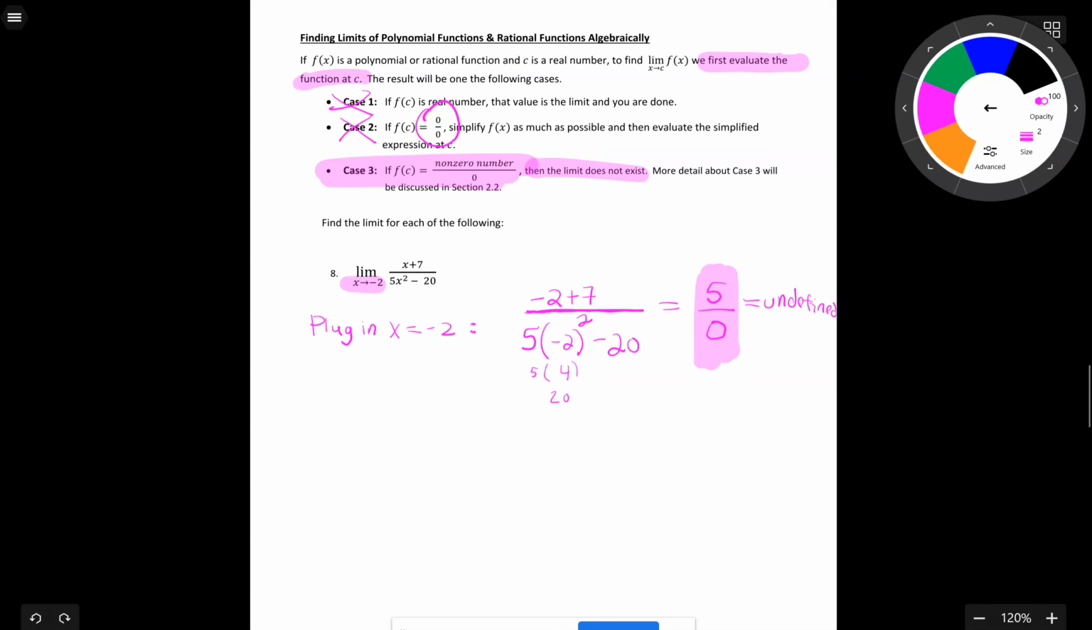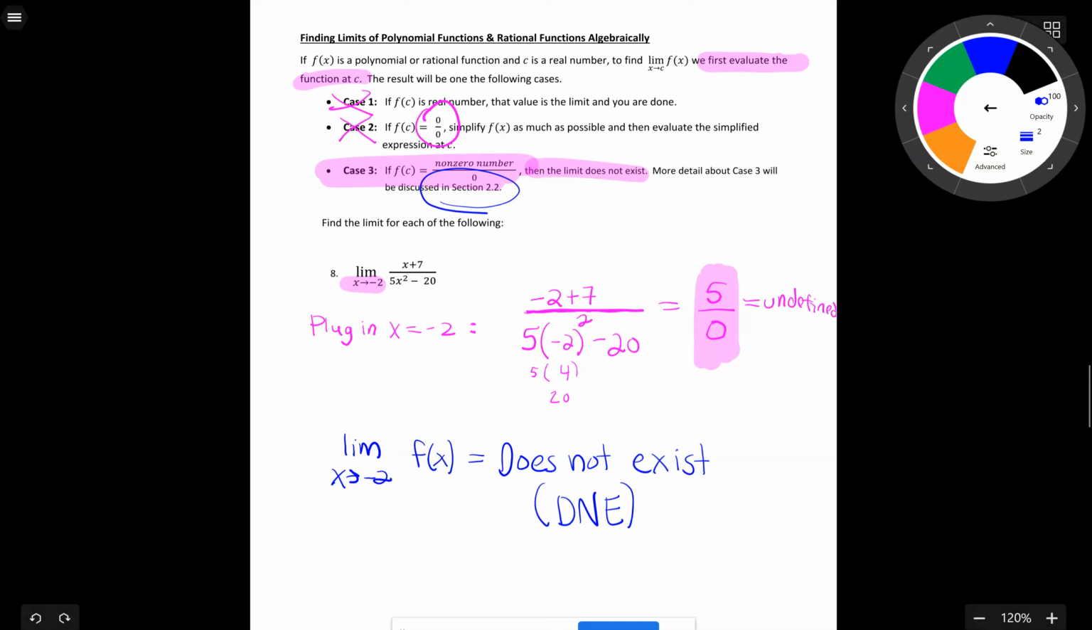So I can jump over here and say the limit as x approaches -2 of that function does not exist. You might see the abbreviation DNE, does not exist. Now, just heads up, in the next section, we're going to go into more detail on what this means. There's different ways it can not exist, but right now for this section, you just say does not exist. That limit does not exist.